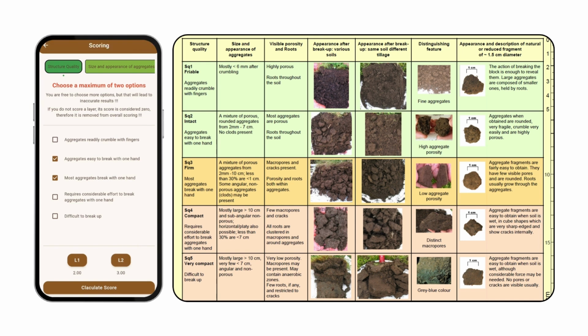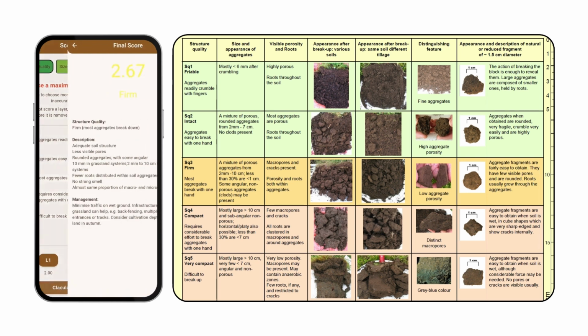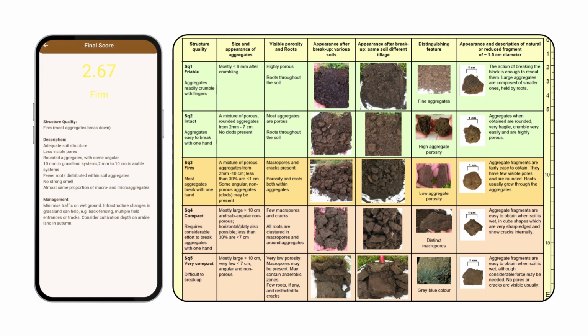So what do I do next? I press the calculate score button when I'm done with all the layers, and the actual score of the whole soil block is calculated for me here. It's 2.67 in this case. The soil structure is considered firm, and you will get some information about the description and management.